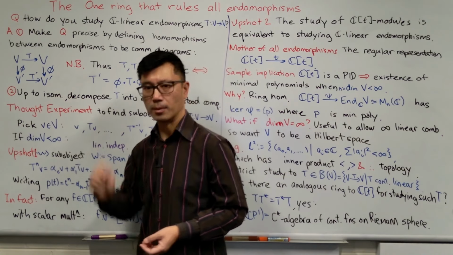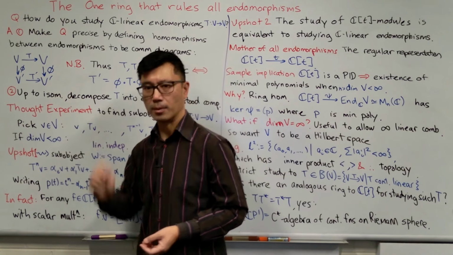Okay. So if you look at C[t], what you can do is you can mod out by the ideal generated by this polynomial. Okay, and this is a vector space, right? And what's the basis? The basis is 1, t, t squared up to t to the n minus 1. Okay. And what you can do is you can identify those basis vectors with v, Tv up to T to the n minus 1 v.